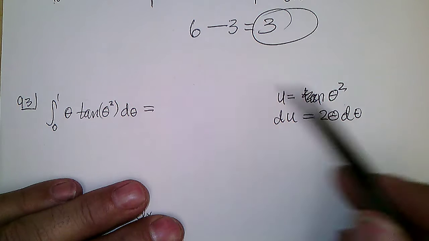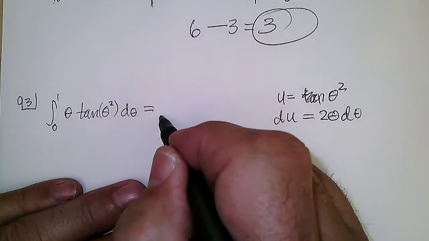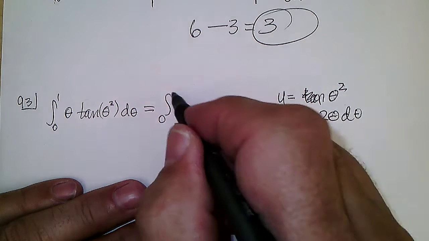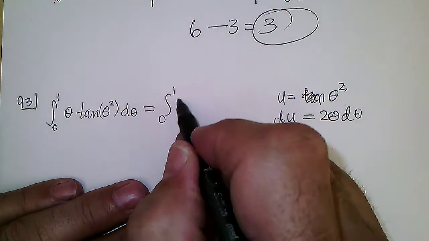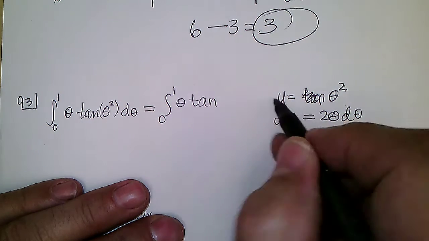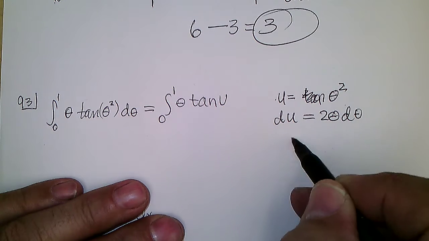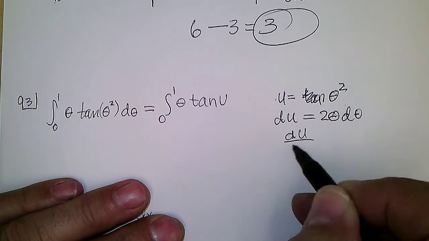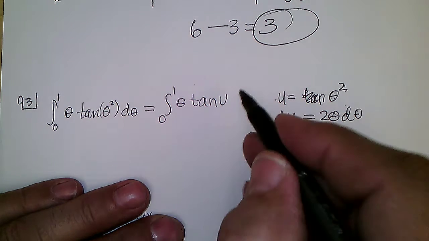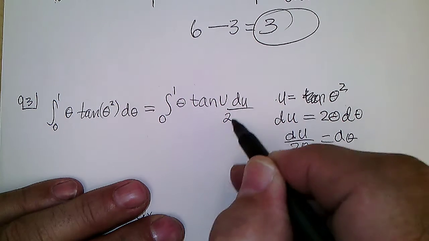So if I put in 0, 0 squared is 0. And if I put in 1, 1 squared is 1. And it's going to be theta tangent of u, and du over 2 theta is d theta. So it's going to be du over 2 theta.